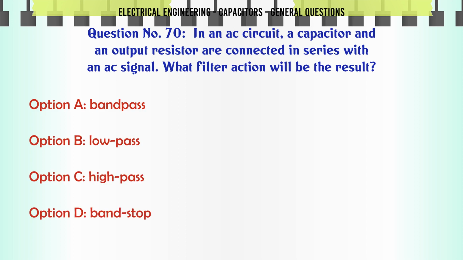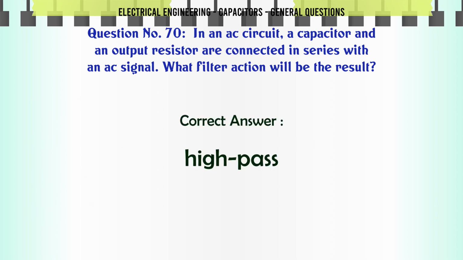In an AC circuit, a capacitor and an output resistor are connected in series with an AC signal. What filter action will be the result? A. band pass, B. low pass, C. high pass, D. band stop. The correct answer is high pass.